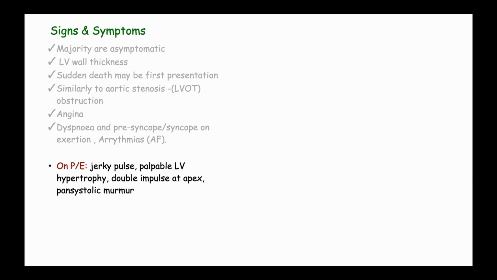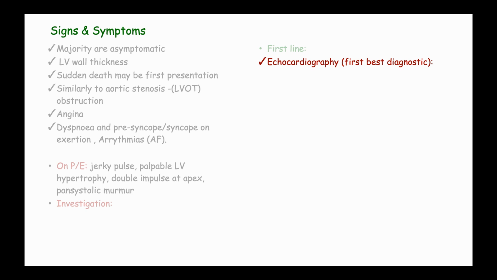mitral valve. And how do we investigate hypertrophic cardiomyopathy? Now, our first line of investigation, as we learned before, is the use of echocardiography. So echocardiography is the first best step or first best diagnostic tool that we can use in hypertrophic cardiomyopathy. And what do we see on echocardiography?